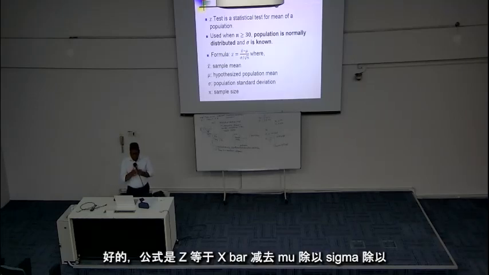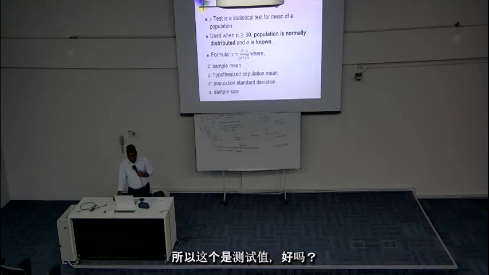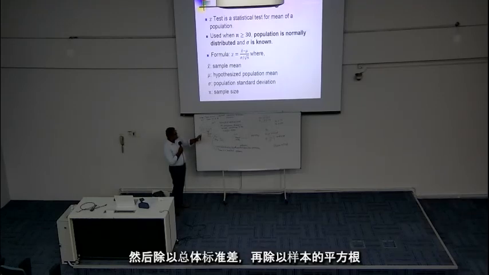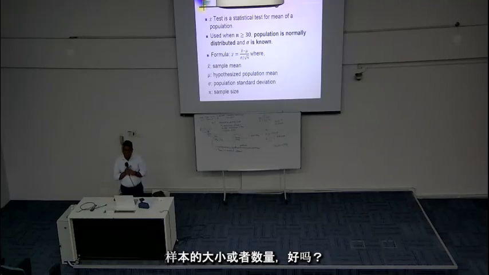So the formula is Z equals X bar minus mu, divided by sigma divided by square root of n. This is the test value. Here, X bar is the sample mean, mu is the hypothesized population mean, sigma is the population standard deviation, and n is the sample size, the number of samples. This is the formula.